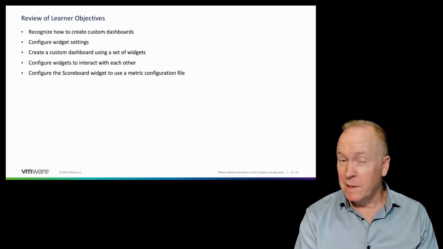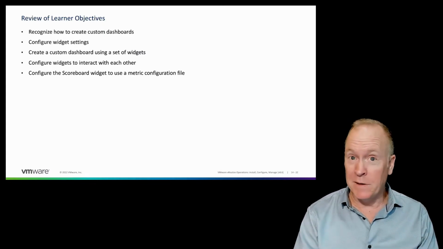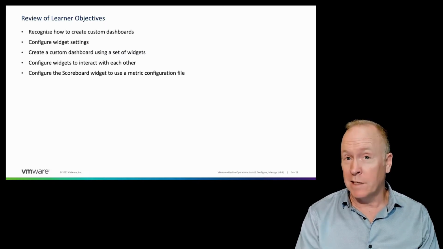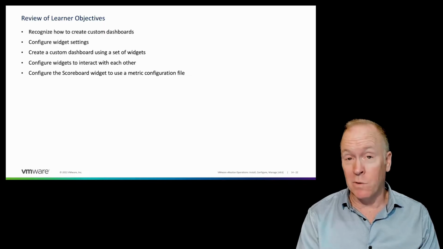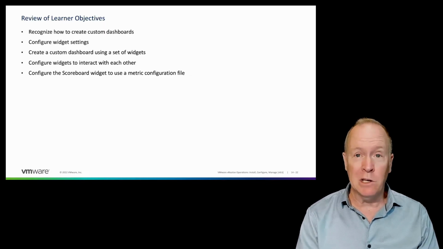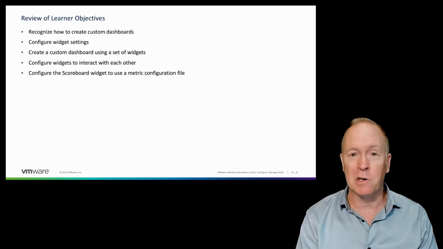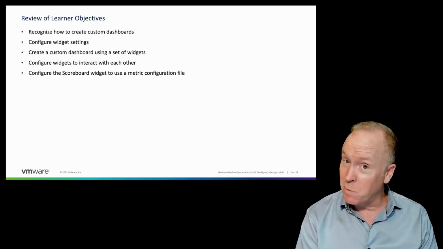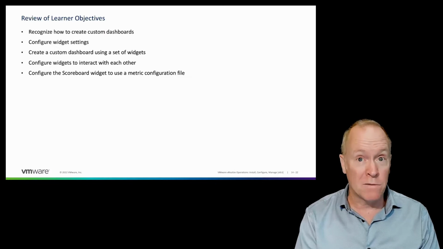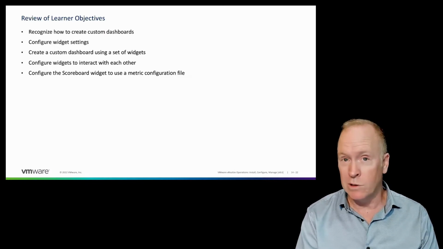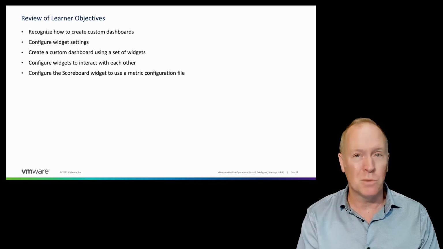Now that you're done with the lab, let's do a quick recap of the lesson. So we talked about custom dashboards and specifically how to create custom dashboards. We saw that custom dashboards are created out of widgets and/or views. We saw how to edit the settings for widgets and views. We saw how to use those widgets and views combined together to create a custom dashboard. We talked about how to do widget interactions along with dashboard navigation, and we ended this lesson with a discussion about metric configuration files and how you can use those to enhance your scoreboard widgets and other such widgets.